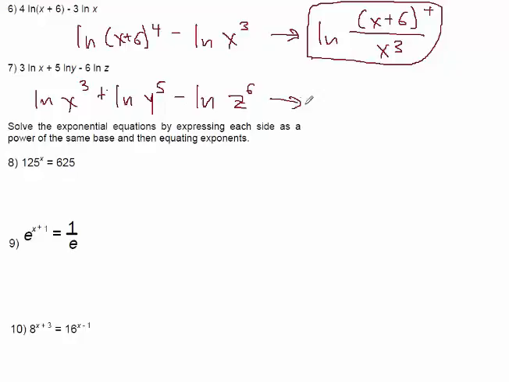So we could make this into one big natural log with x to the third times y to the fifth on top, and then divide by z to the sixth. See, because this was an addition, so we multiplied, and then we subtracted, so therefore you can divide that. And they're all under one big natural logarithm.